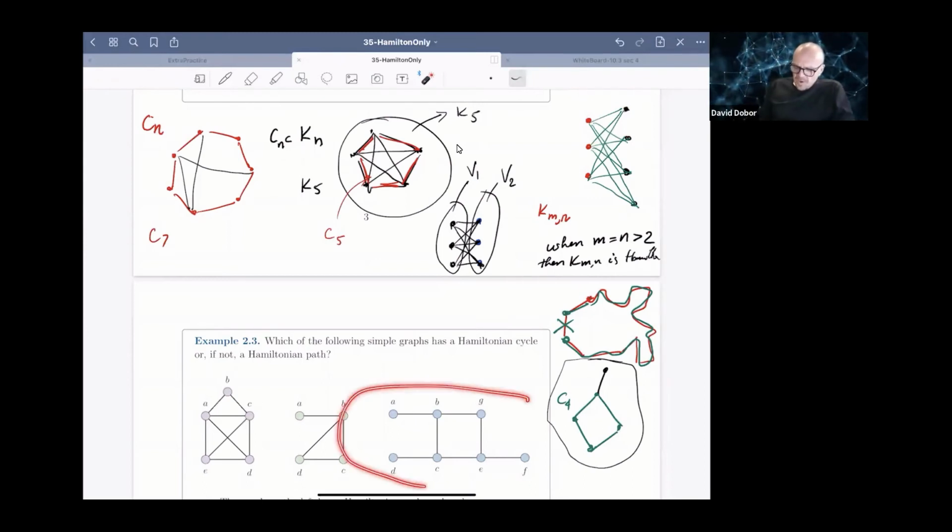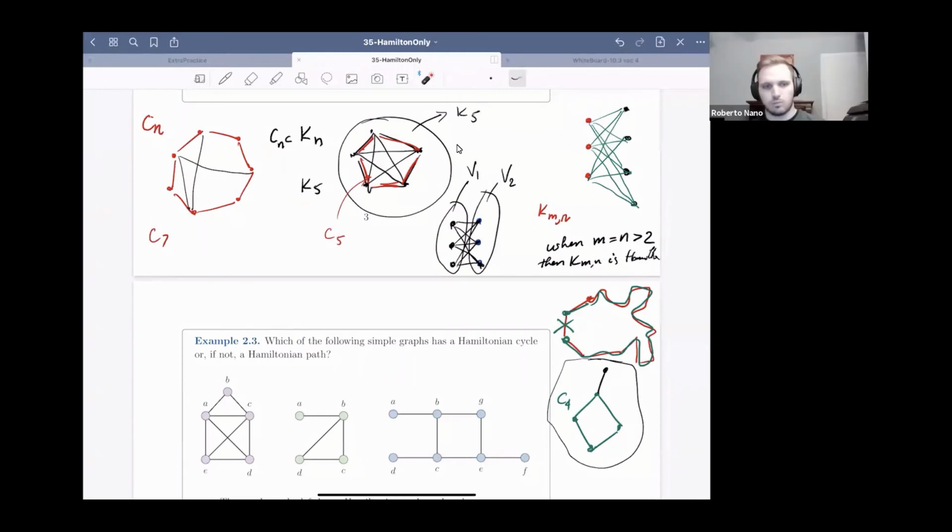What's happening with this graph? Why do I not have a Hamiltonian cycle there? Well, I think it's clear why we don't have a Hamiltonian cycle, because we have pendant vertices, as we discussed. But is there a Hamiltonian path there? No. Okay, so why is that?